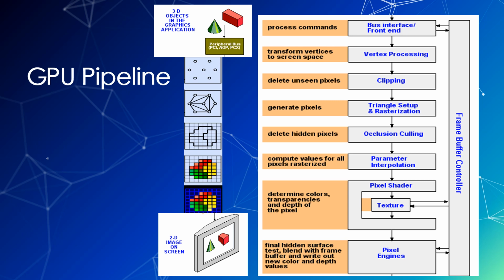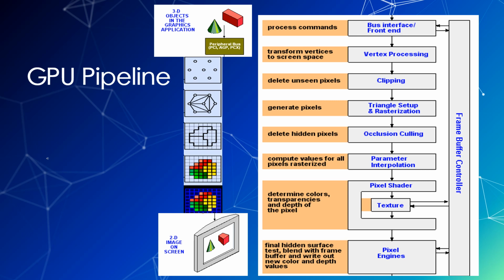In this slide, we're going to discuss the GPU pipeline, or the steps taken to transform a 3D object in the graphics application into a 2D image on the screen. First, data is fed into the bus interface, where commands are processed. We start with the vertex processing. It converts each vertex into a 2D screen position. Then clipping removes the parts of the image that are not visible in the 2D screen, such as the backside of an object.